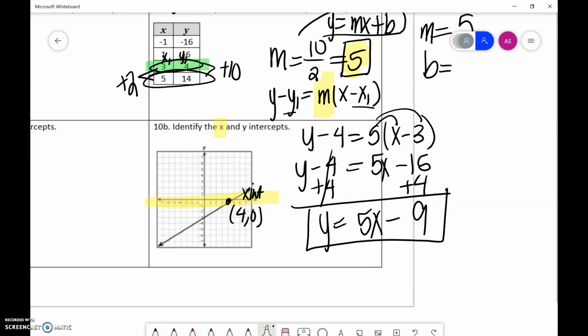Okay, my y-intercept, I'm doing the same thing, except I'm looking at my y-axis. It's crossing at negative 3, so that's 0, negative 3. Okay, and those are my answers.